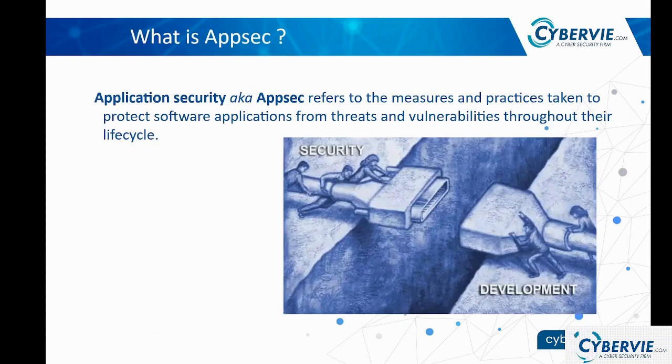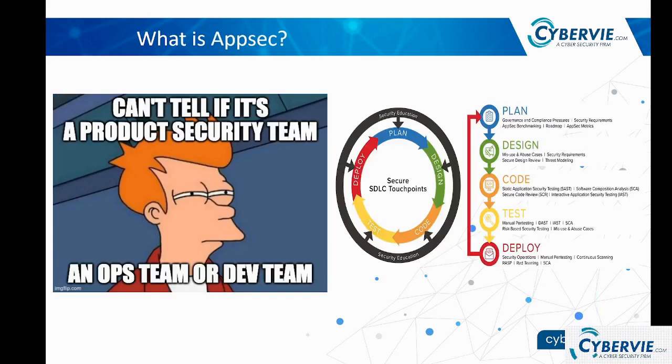Application security, aka AppSec, refers to the measures and practices taken in order to protect software applications from threats and vulnerabilities throughout their life cycle. It's the conjuncture when the security team meets the development team. It involves taking actions and procedures throughout the application lifecycle to prevent malicious actors from accessing data.